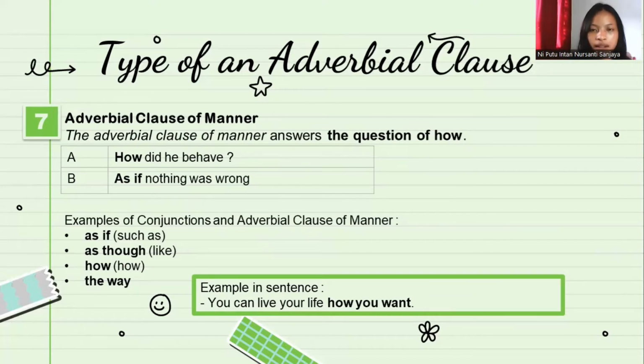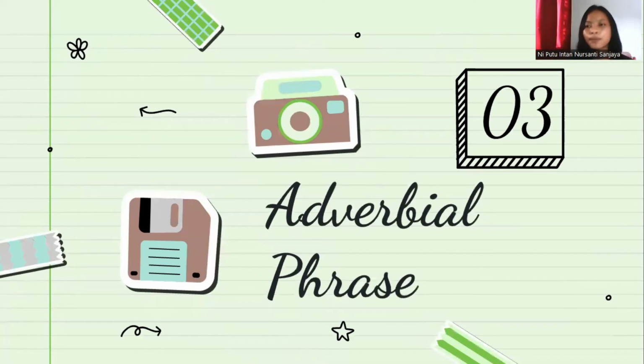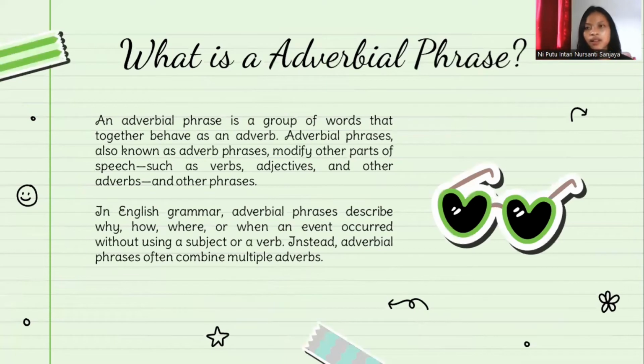Okay. The next is adverbial phrase. What is an adverbial phrase? An adverbial phrase is a group of words that together behave as an adverb. Adverbial phrases, also known as adverb phrases, modify other parts of speech such as verbs, adjectives, and other adverbs and other phrases. In English grammar, adverbial phrases describe why, how, where, or when an event occurred without using a subject or a verb. Instead, adverbial phrases often combine multiple adverbs.